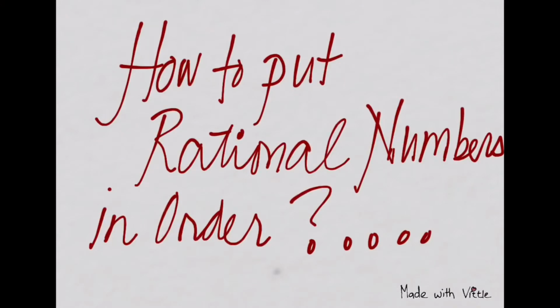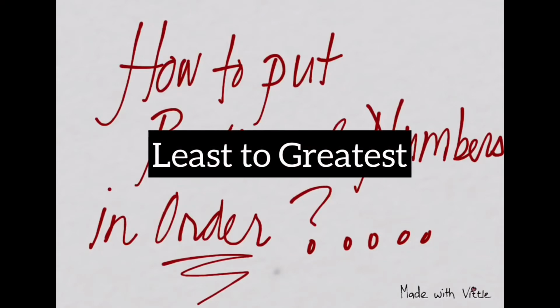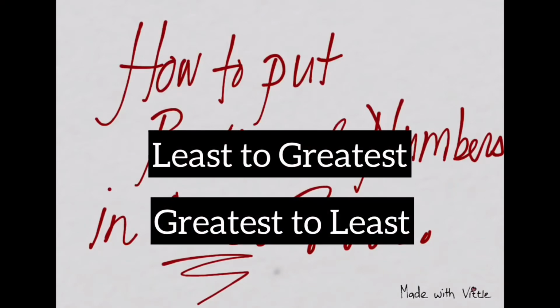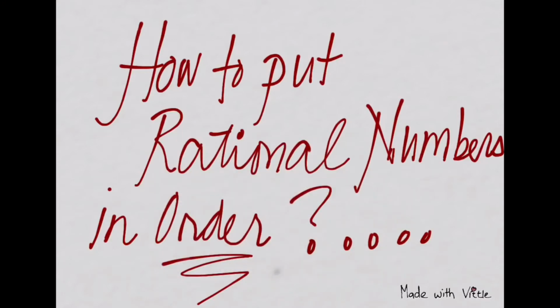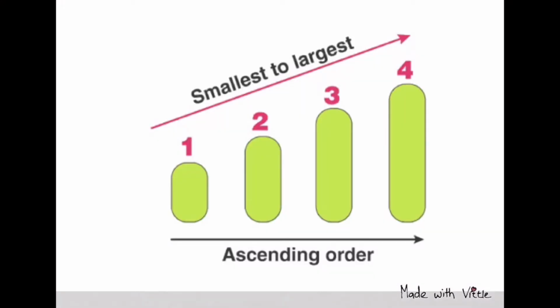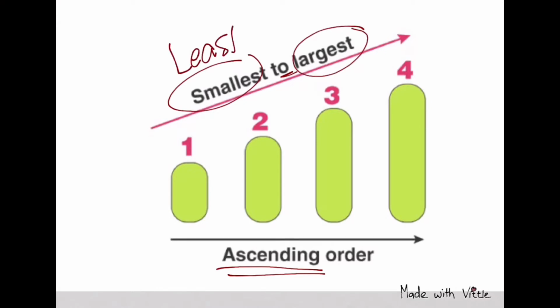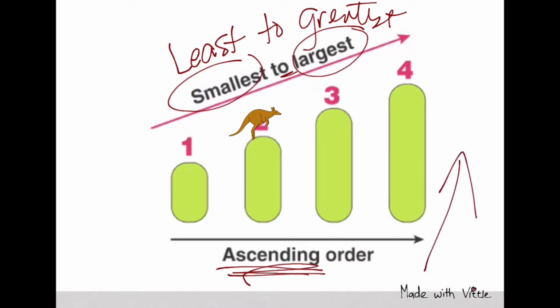Now, let's talk about how to put rational numbers in order from least to greatest or greatest to least. And we will also learn other vocabulary words that mean the same, like for example, the word ascending. That is also the same as smallest to the largest number. Okay? So that is also least to greatest. So when you see the word ascending, that means you're going up. So you're starting from the smallest going to the biggest or largest number here. Okay?